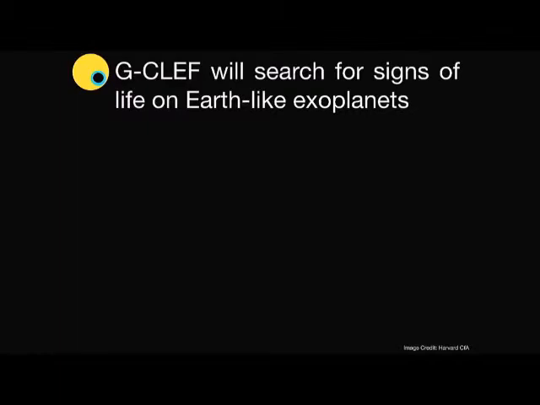One particular fingerprint that we're really interested in is the fingerprint for oxygen. Most of the work that I mentioned so far suggests that we're looking for fingerprints of sodium or potassium, but with GCLEF, we will be able to search for oxygen. We're interested in oxygen because, based on what we know about Earth and what is abundant in Earth's atmosphere, we think that oxygen would be a pretty good indicator for life on another planet.